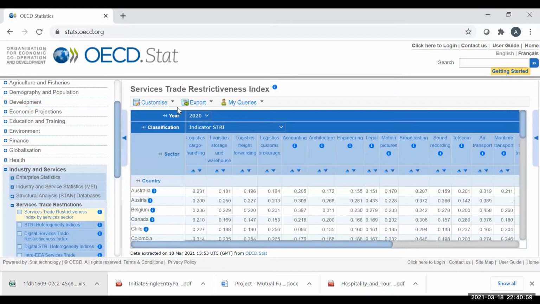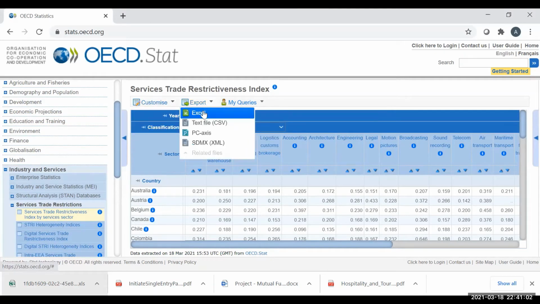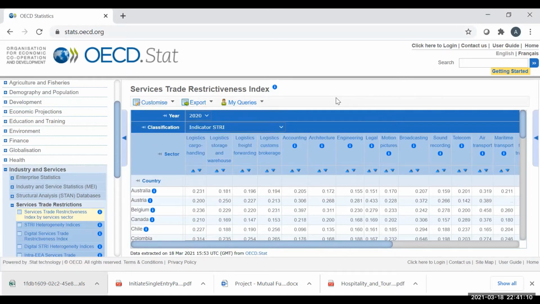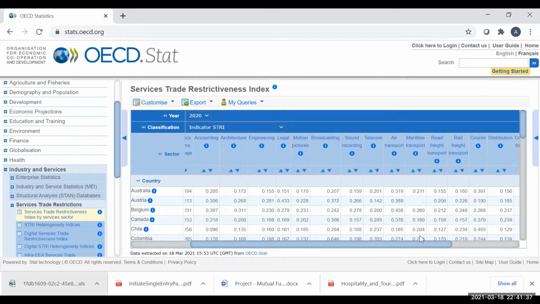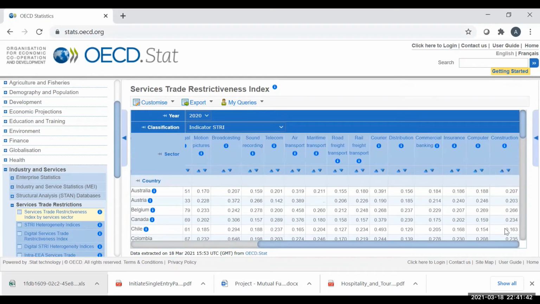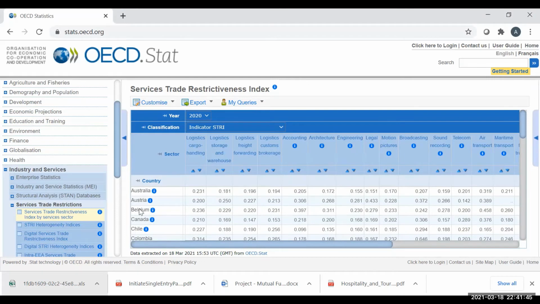So you can see here that the information is available for 22 sectors, for 49 countries, and for 7 years. Currently, all the countries are listed in alphabetical order. These are 22 services sector for which STRI is available on this website. So we have logistics services, accounting, architecture, engineering, broadcasting, sound recording, air transport, rail freight transport, insurance, computer, and construction. And these are the 49 countries for which STRI is available.